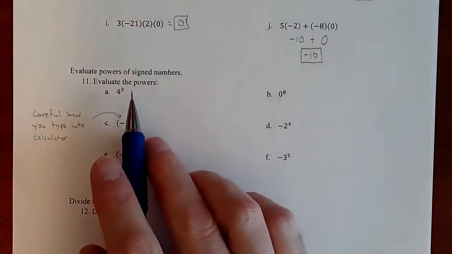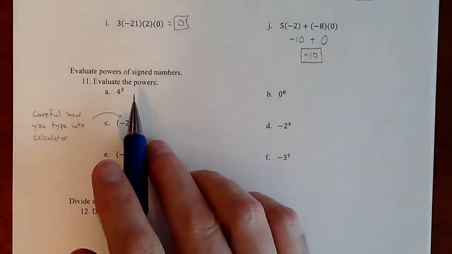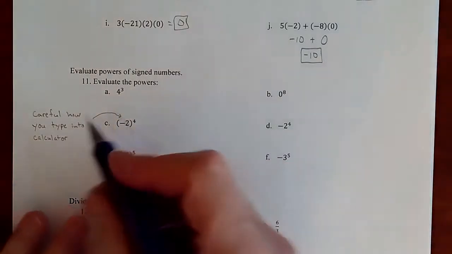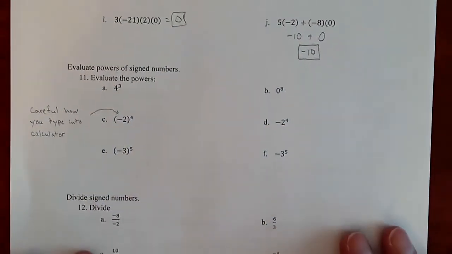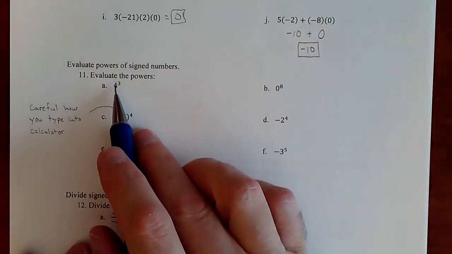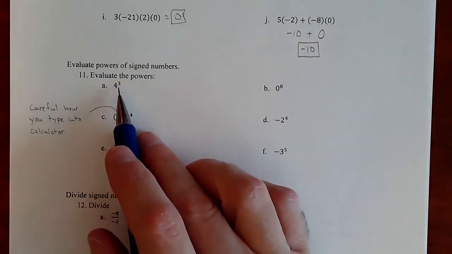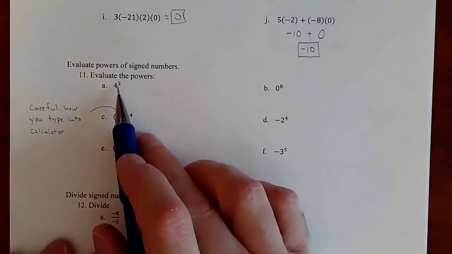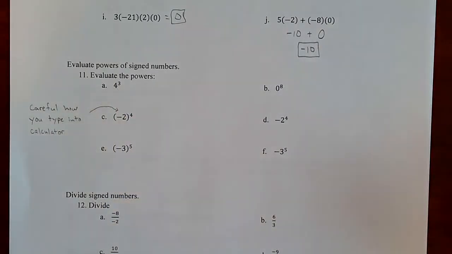We'll evaluate with some powers. So we have, well, let's see. One big thing about this as you go through it is you have exponents, right? So that means 4 to the third, which is 4 times 4 times 4. You definitely can throw that into a calculator. We're going to do that on most of them.